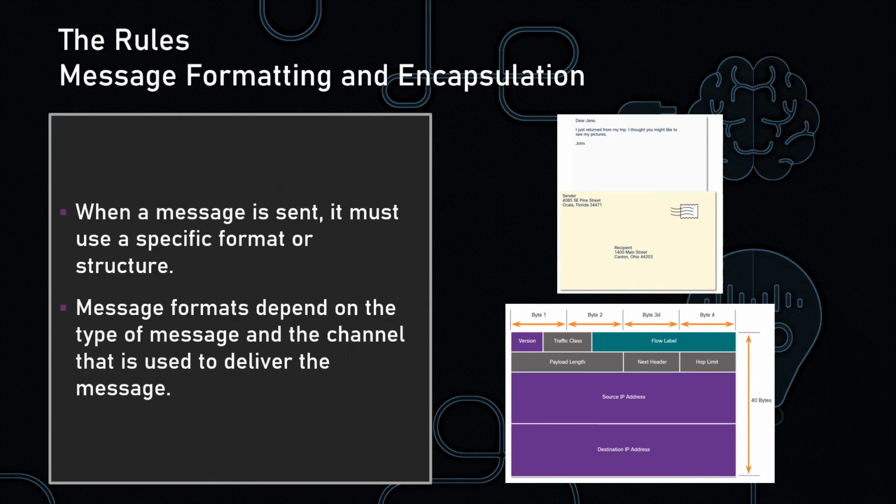So message formats depend on the type of message and the channel used to deliver it. What we see here on the right is a comparison between an IP packet and a letter being sent via the US mail service. So it just kind of depends on how the message is being sent, what type of container we need. Do we need to attach postage? Is the sender and return address correctly formatted? Is it sealed? Is the message going to break open and fall apart? Fragmentation, if you will.